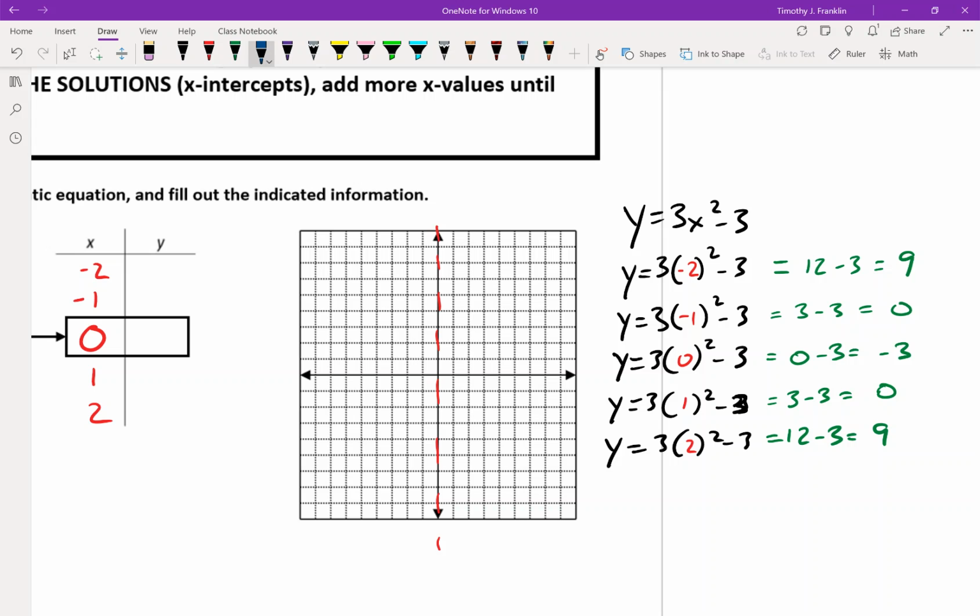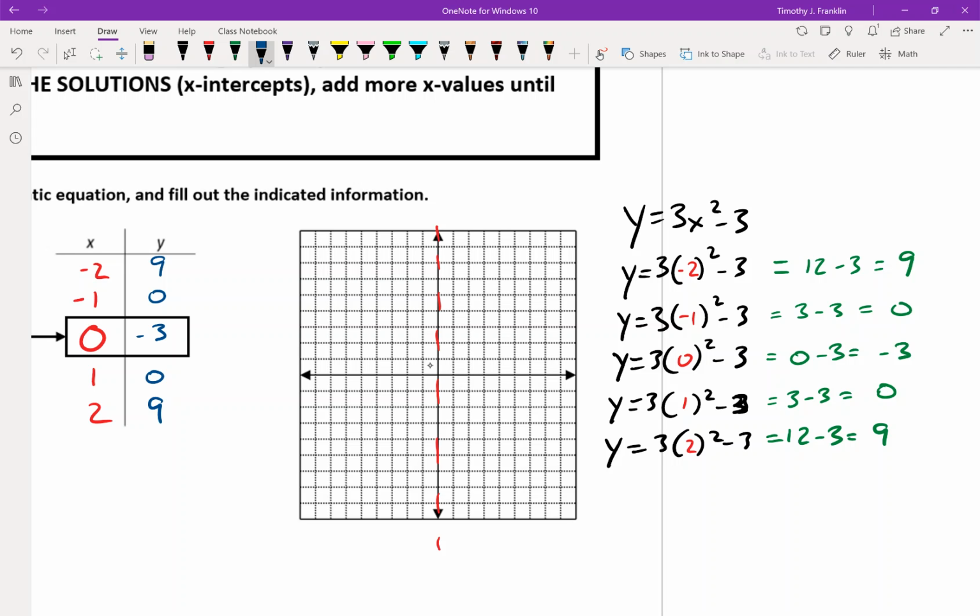So if you set your table up correctly with 2 numbers below and 2 numbers above your AOS, when you get your y values, they will be symmetrical. And that's one immediate indicator as to whether or not you've done this correctly. If you get symmetrical points, which remember the shape of a parabola is symmetrical, you know you've set up your work correctly. So let's graph them now.